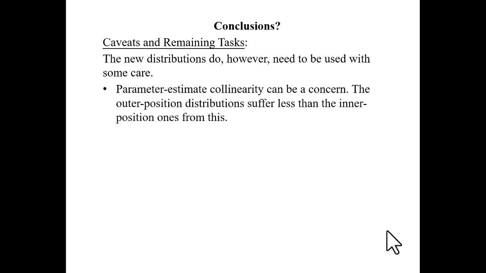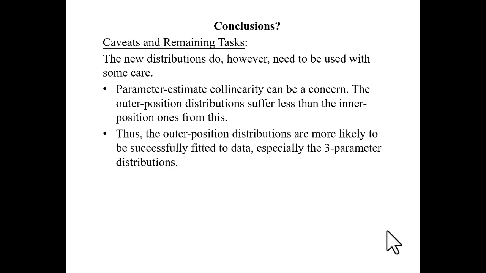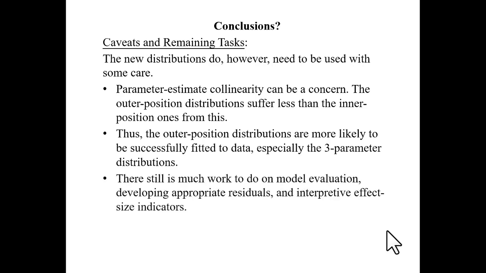Are there any caveats? Well, yes, there are. They need to be used with some care because, first of all, parameter estimate collinearity can be a concern here. This is something that comes up with doubly bounded random variables anyhow, because skew, location, and dispersion are not independent when you have doubly bounded random variables. It turns out that the outer position distributions suffer less than the inner position ones from this, and so the outer position distributions are more likely to be successfully fitted to data, especially the 3-parameter ones.